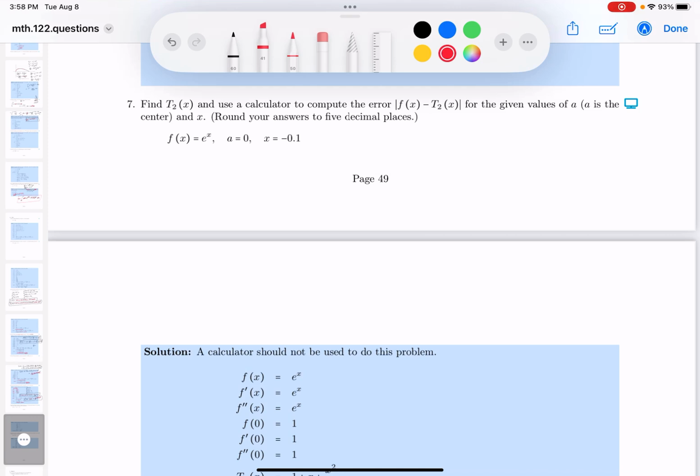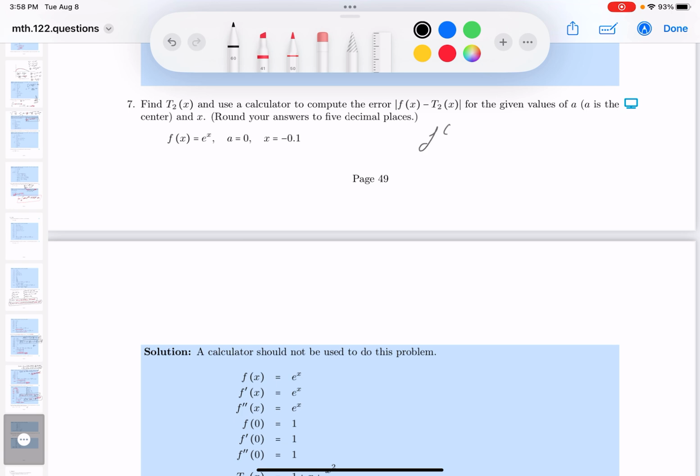Okay, it says find T2 for this particular problem over here. Some of these might be confusing, especially with them saying compute the error and so on. But let's just simply see if we can find T2. T2 should be relatively simple to write down. How do I do that?